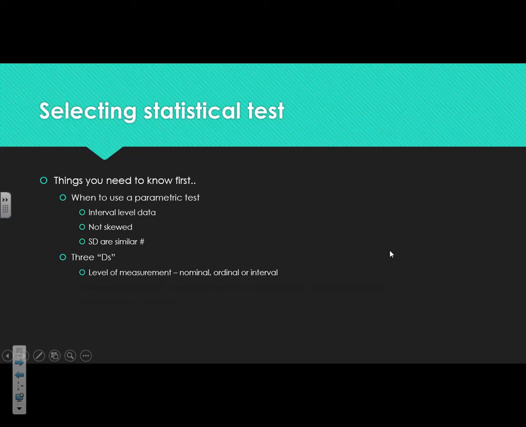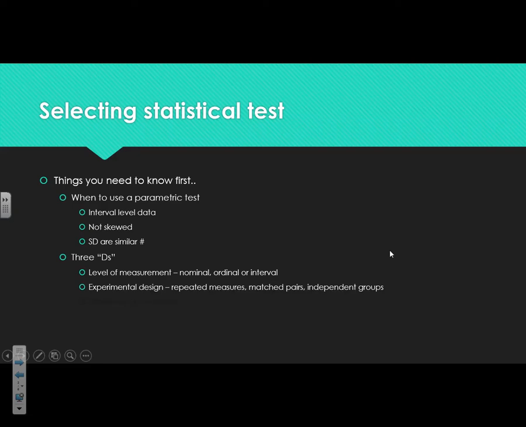Interval is a standardised unit of measurement, so the intervals between each unit are the same. The difference between 1 centimetre and 2 centimetres is the same as the difference between 5 centimetres and 6 centimetres. It's standardised and equal. Anything else where it's not equal distance between the two would be ordinal, so ranked, placed into an order.